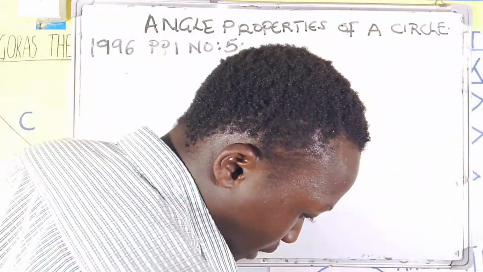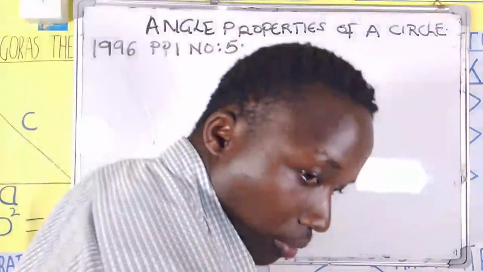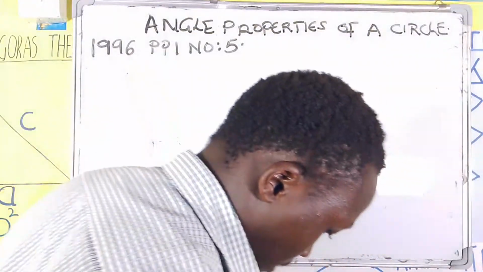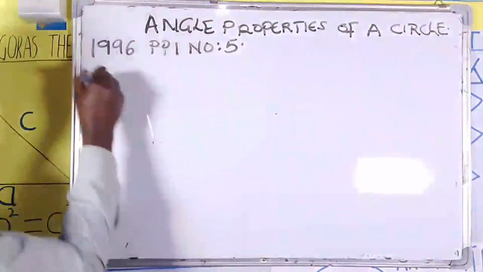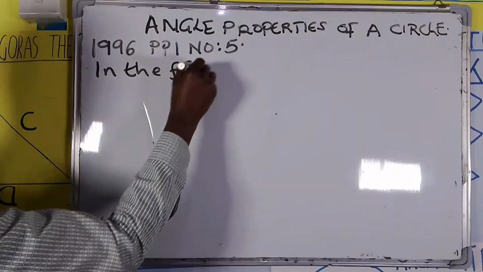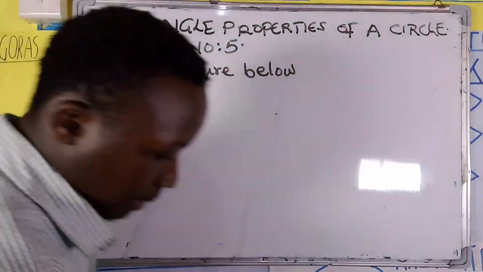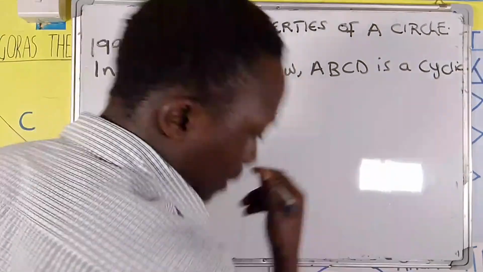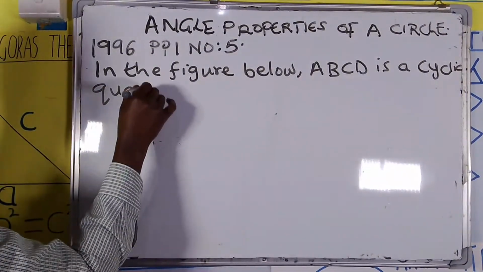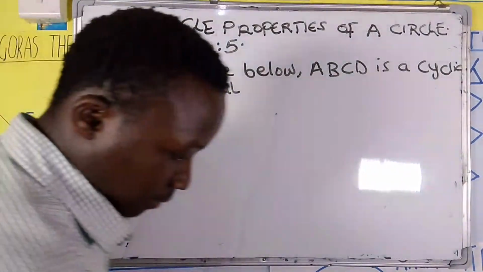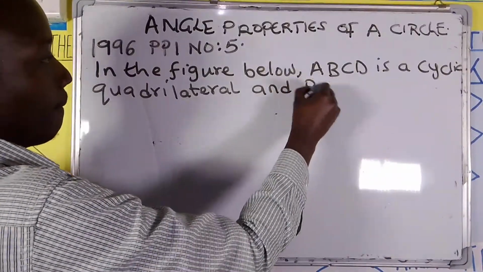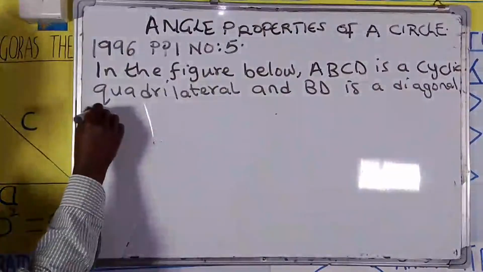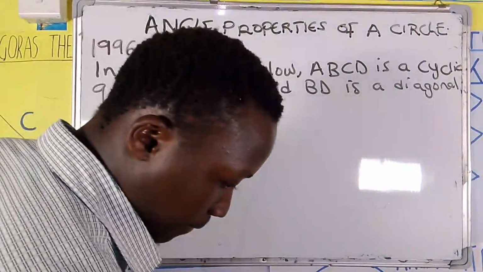Paper 1 number 5, and the question reads: in the figure below, ABCD is a cyclic quadrilateral and BD is a diagonal. EADF is a straight line.